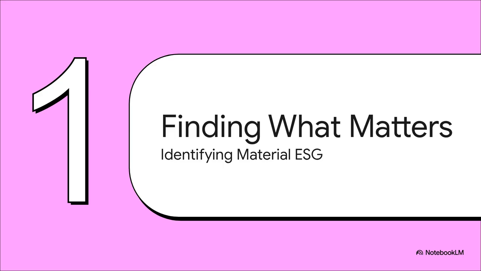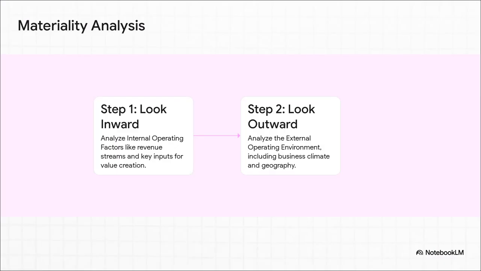Okay, so where do we even begin? Well, the very first step is to figure out what actually matters. See, not every ESG issue is going to have a big financial impact on every single company. The real key here is to pinpoint the issues that are financially material for that specific business, in its specific industry. And to find what's material, we basically have to look in two directions.